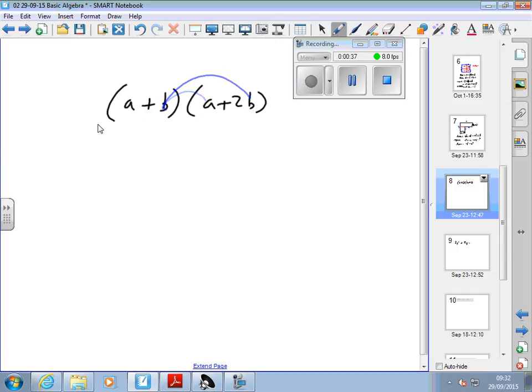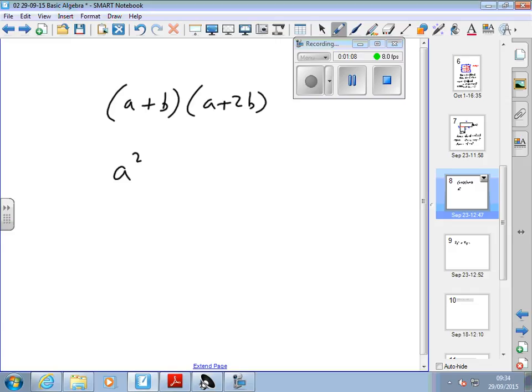So the first one, a times a squared. A times a number multiplied by itself, that's what squared means. So not 2a. Okay, not 2a. That means the number 2 times by the number a. So a times a squared, not 2a.